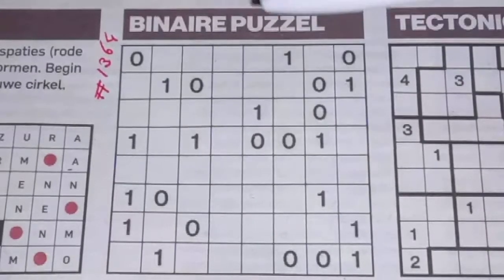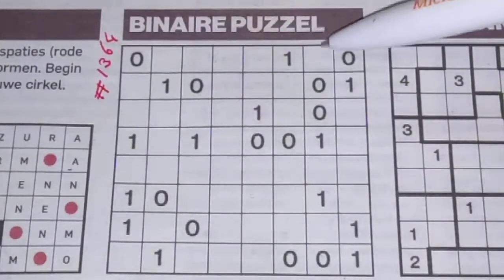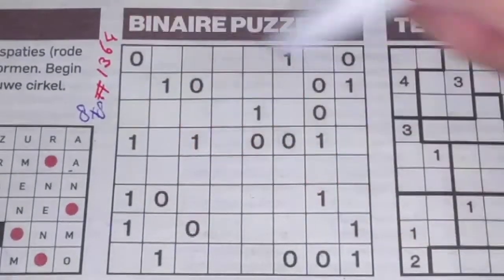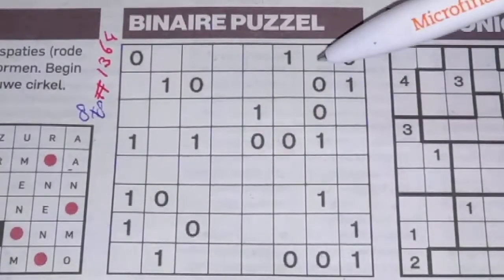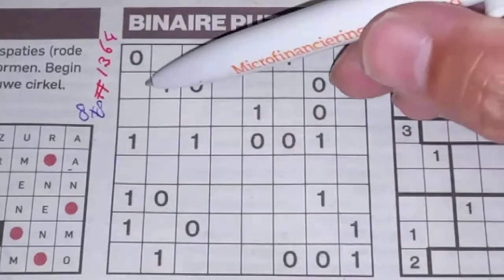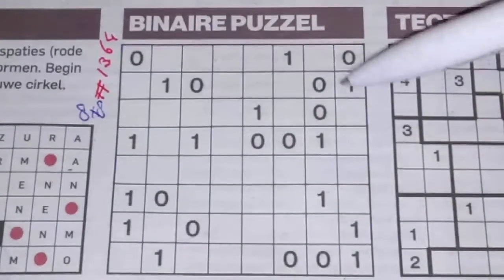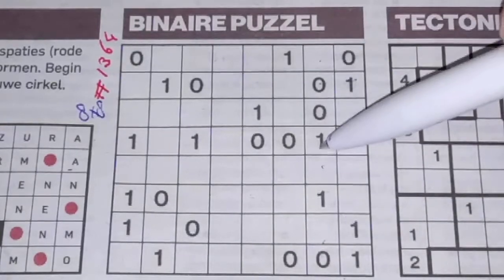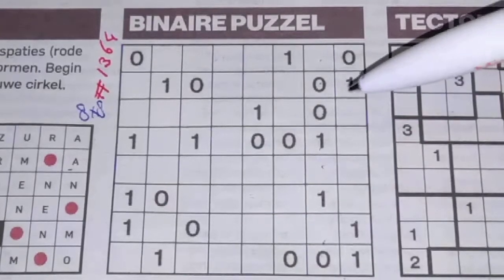Let me count. We have 1, 2, 3, 4, 5, 6, 7, 8. It's an 8 by 8 binary puzzle. That means in a row or in a column there are always 4 0's and 4 1's. Alright, so let's get started.